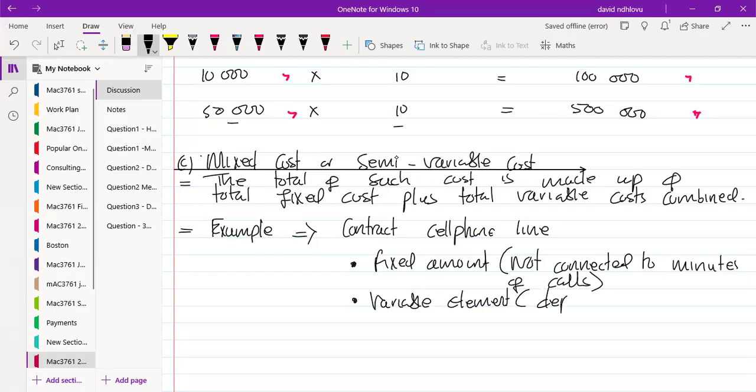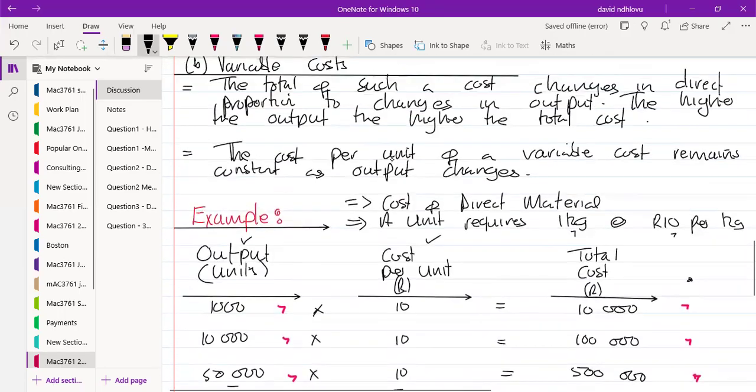This one depends on minutes called. So the more time that you call, the variable cost will increase. The less time on the calls, the variable cost will reduce. But we are saying at the end of the day, you will then have a total bill that is a mixture of the fixed amount, which is usually a small amount, right, and the variable element, which is dependent on output. In this particular instance, since it's a cell phone, the output will be measured in the minutes on the call. So this is what we call a semi-variable cost.